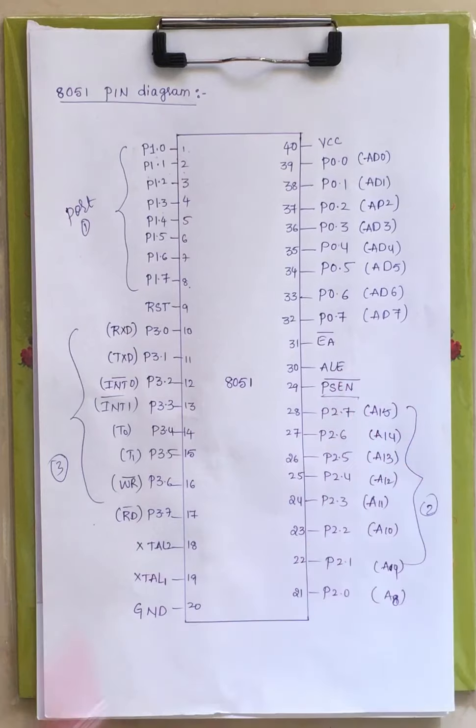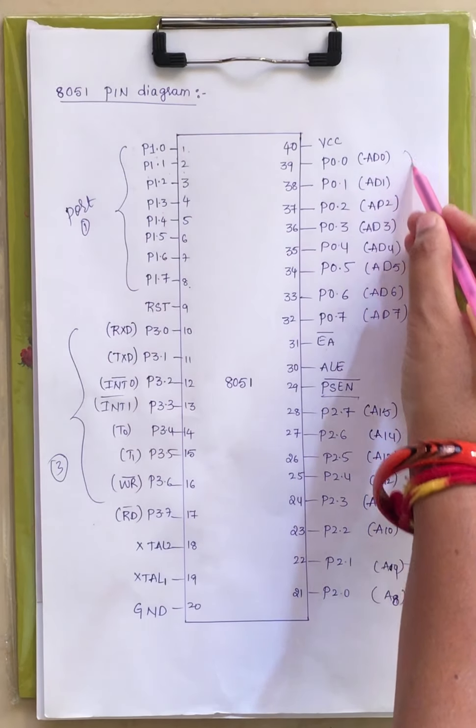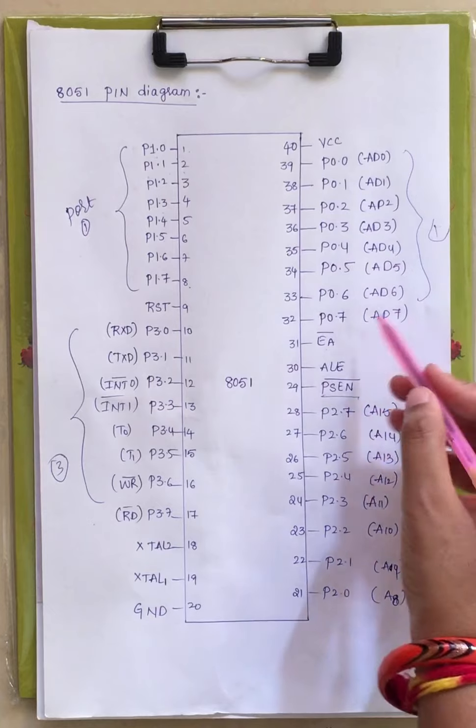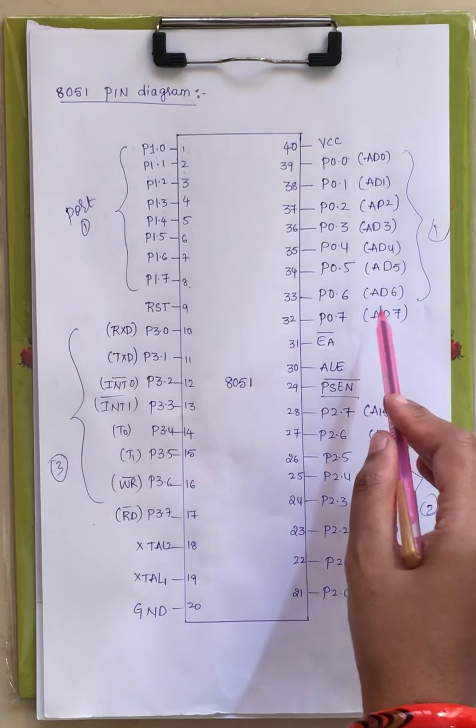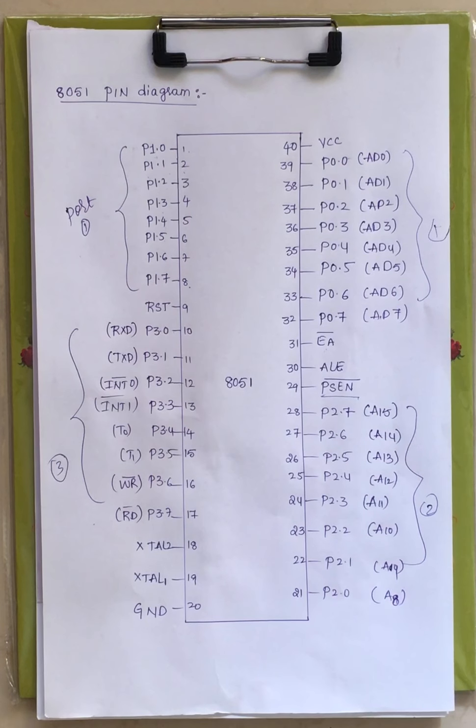Next we have address latch enable. This we have seen under 8085. Next we have EA, external access. EA stands for external access, and this is of port 0 since it is of 8 bits starting from 0 to 7. In addition to input output function, it will serve some special function, that is AD0 to AD7, multiplexed address lines and data lines, right?